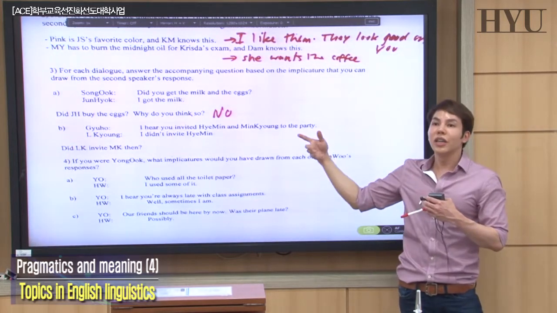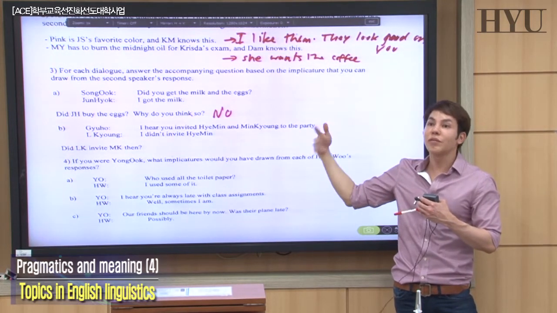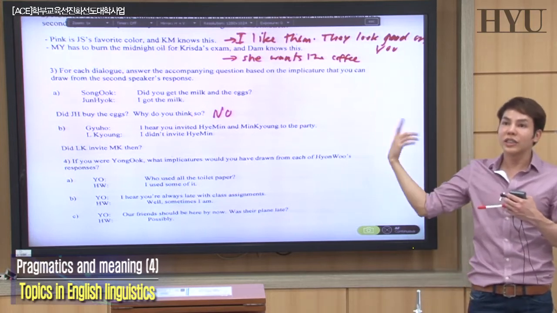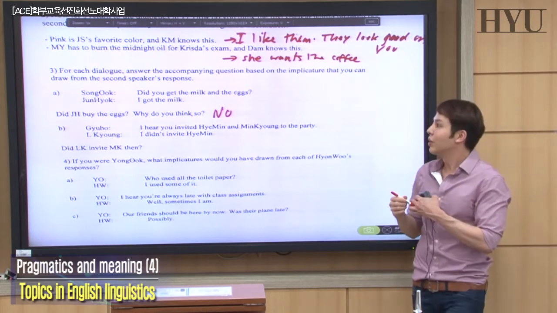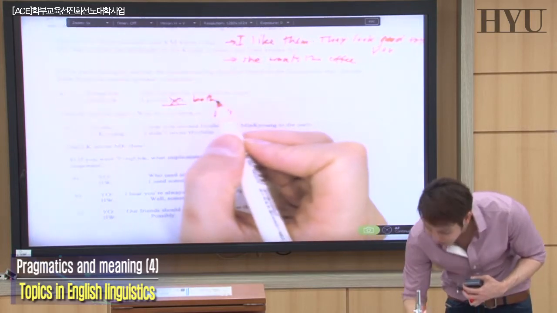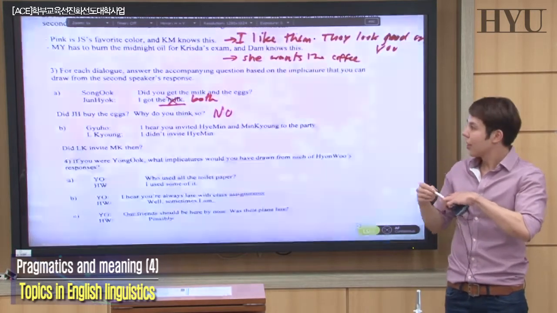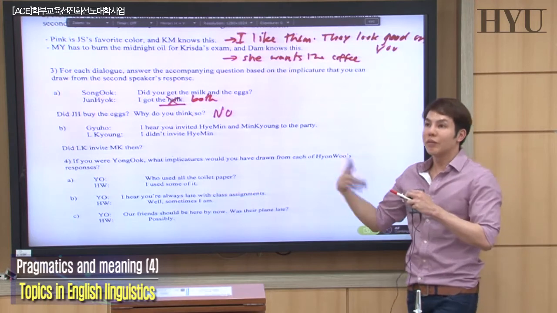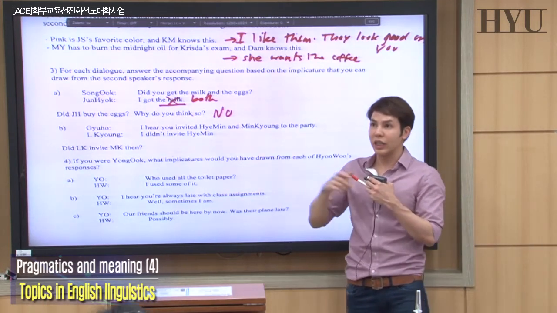Because if he got the eggs, then he would have said it, right? If he had gotten the eggs, he would have said so. I got both, like that. Okay? He would have said so already if he had gotten the eggs.